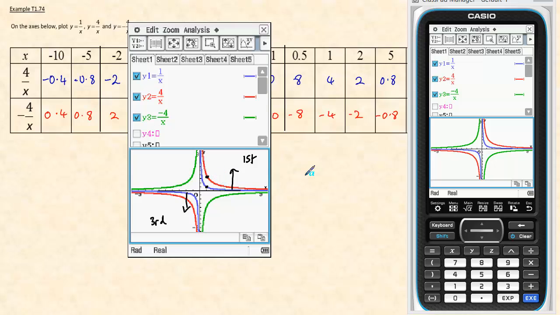And for both of those, for 1 over x and 4 over x, the curve is in quadrant 1 and quadrant 3. If we look at the green one, it's the same shape as the red one. It's got this stretch of 4 away from the axis, but now it's in the second and fourth quadrants.